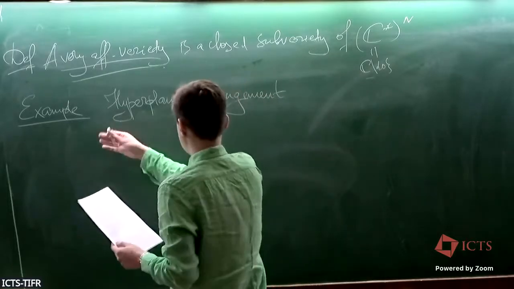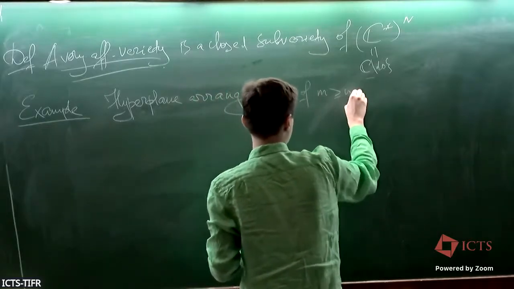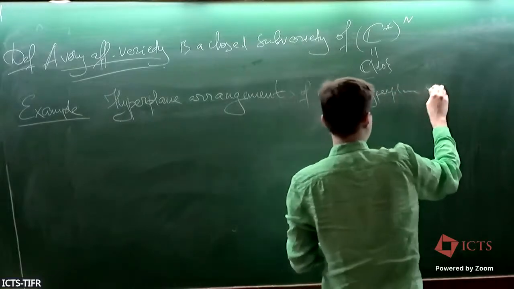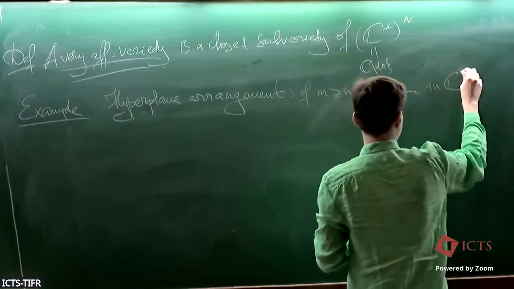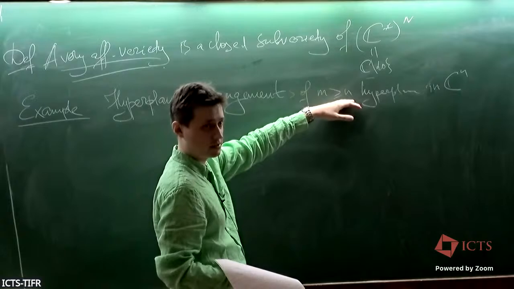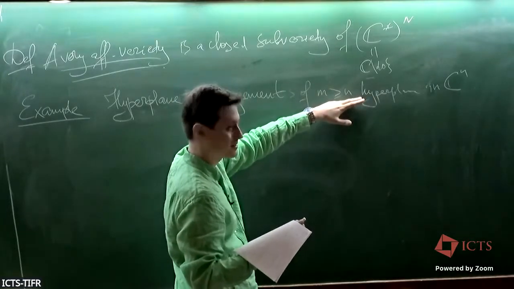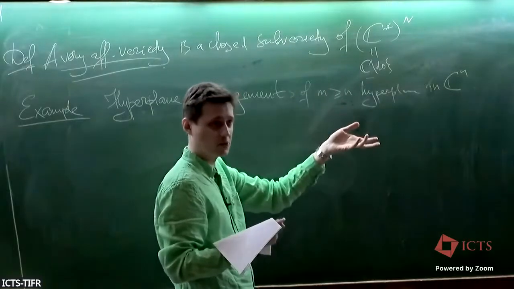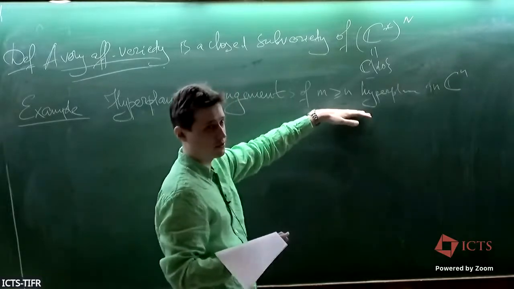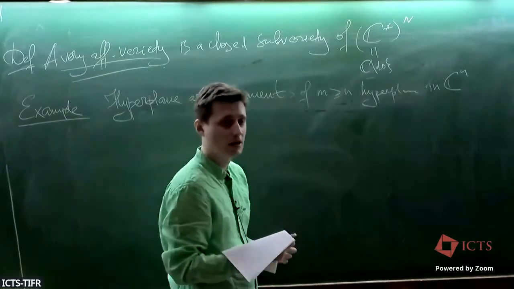Okay, so the main examples are hyperplane arrangements of m greater or equal than n hyperplanes in C^n. Well, you can remove n hyperplanes, and this will correspond kind of to removing the coordinate hyperplanes. You can do a coordinate change under which they become coordinate hyperplanes, and you get the torus, and you can continue removing the hyperplanes, and you'll still get a variety. Question?